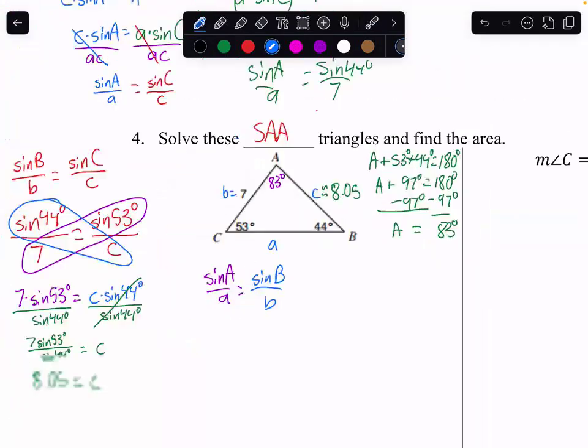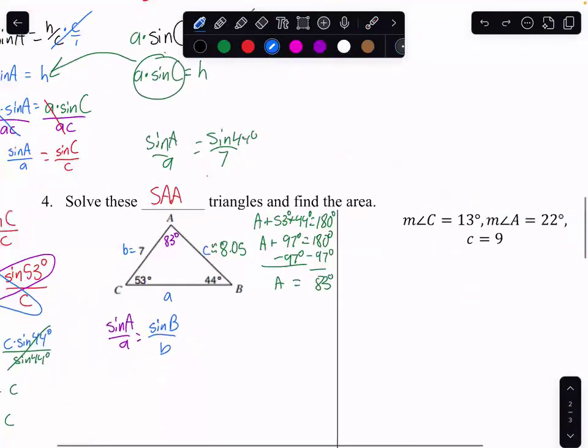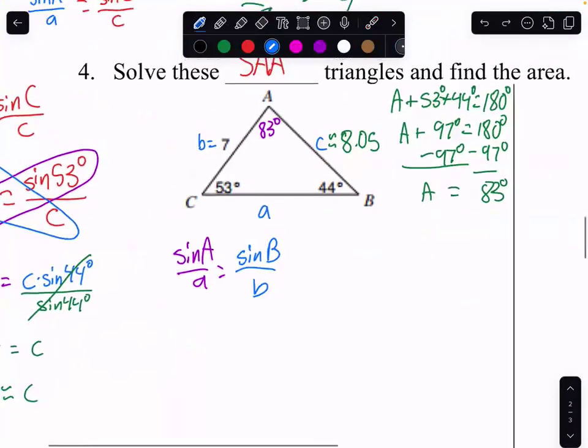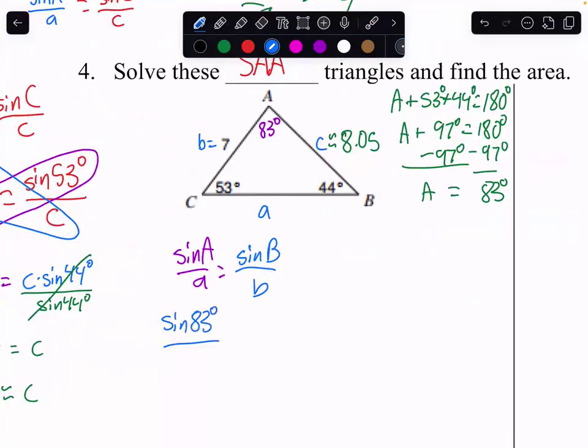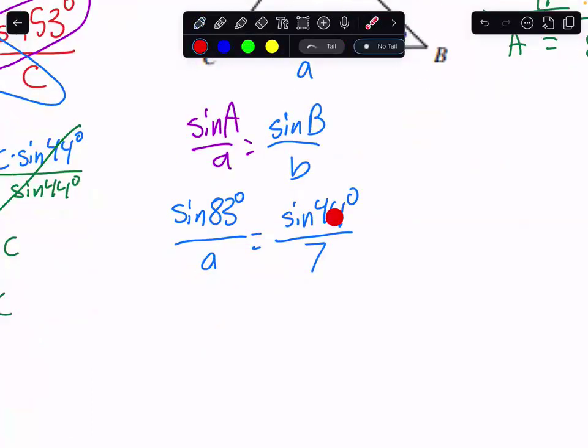Okay, so now we're using the first two-thirds of the law of sines. We now know that capital A is 83 degrees. We don't know lowercase a yet, so leave it as the variable. Sine of B, we know, is 44 degrees. Lowercase b is 7. Again, do not turn this into a decimal yet. You don't want to round until the variable is by itself.